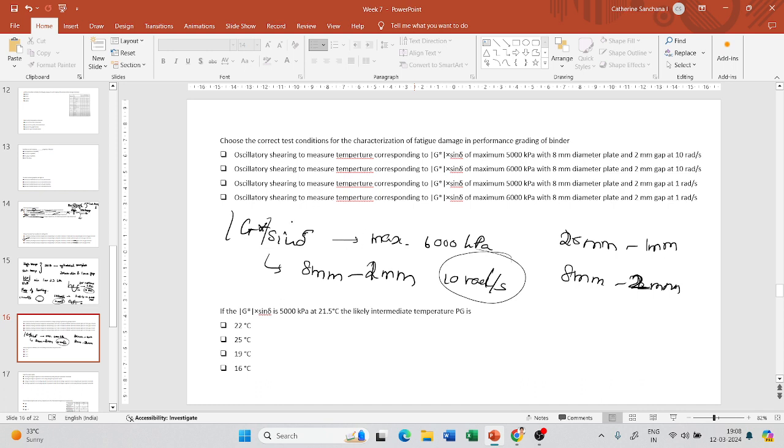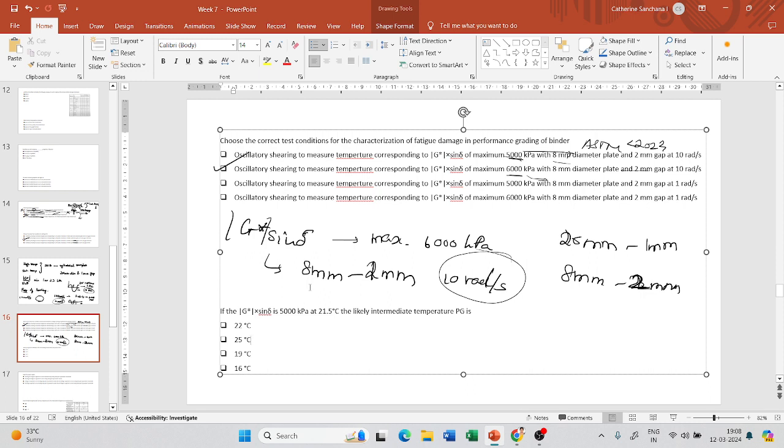So the answer to this is either one of these two, because these two have 10 radians per second. The only difference between these two options is 5000 and 6000 kPa. This would have been correct had we used an ASTM standard before 2023, and as per the latest ASTM standard, it is 6000 kPa.